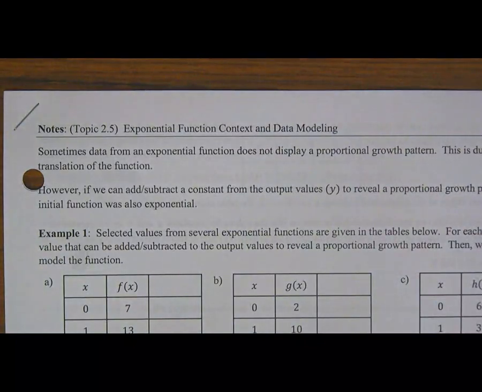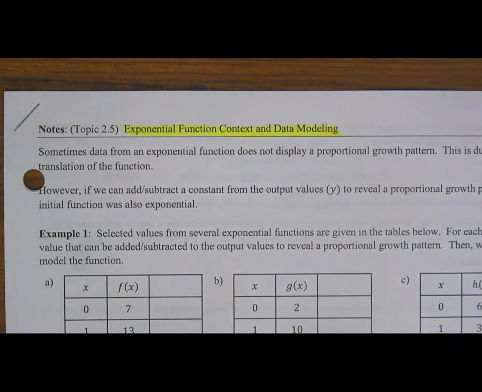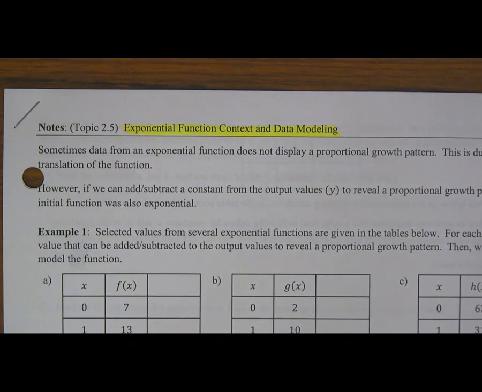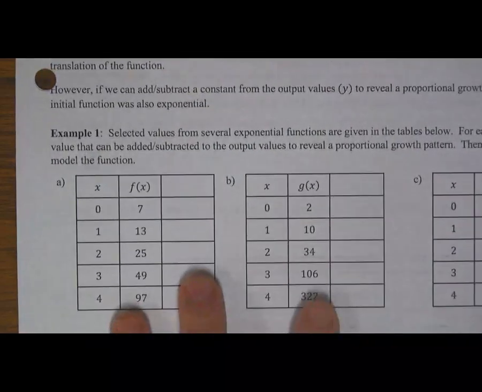So the title is Exponential Function Context and Data Modeling. It says sometimes data from an exponential function does not display a proportional growth pattern. We're going to see that in these tables right here in just a minute.